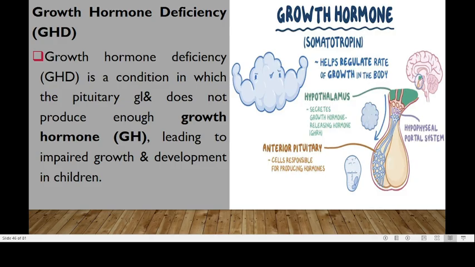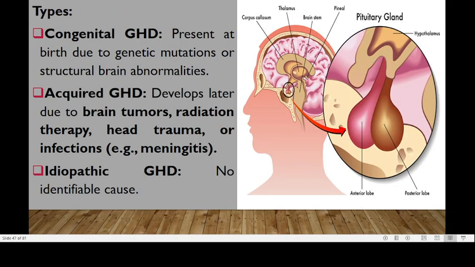So the next disorder is growth hormone deficiency. Growth hormone deficiency is a condition in which the pituitary gland does not produce enough growth hormone, leading to impaired growth and development in children. So we have types also.